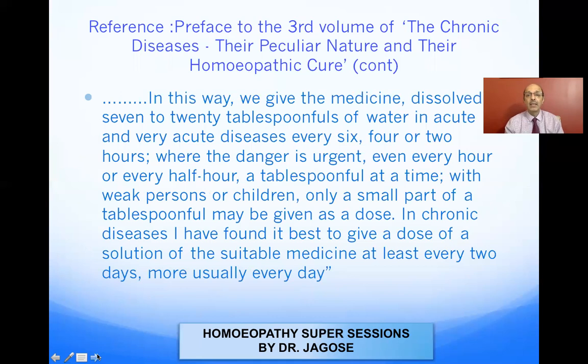He continues, in this way, we give the medicine dissolved in 7 to 20 tablespoons of water in acute and very acute diseases every 6, 4 or 2 hours. Where the danger is urgent, every hour or every half hour, a tablespoon at a time; with a weak person or children, only a small part of a tablespoon may be given as a dose. In chronic disease, I found it best to give a dose of a solution of suitable medicine at least every 2 days, more usually every day.